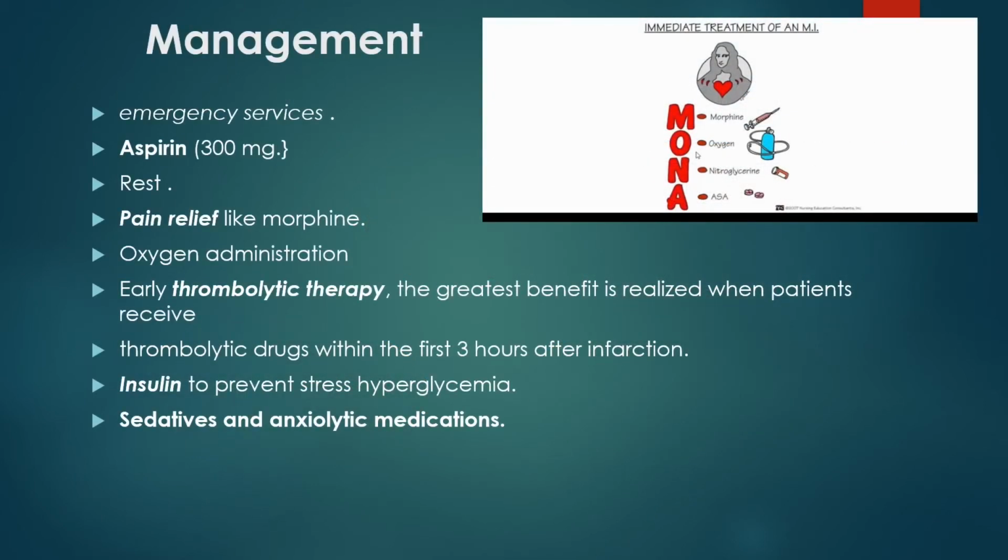The general management of myocardial infarction, which should be done rapidly, includes emergency service, rest, aspirin, pain relief like morphine, and also early thrombolytic therapy, which is used to break down the blood clot formed inside the blood vessel, like streptase, for example streptokinase and cabekinase. Also oxygen administration and give the patient insulin to prevent hyperglycemia.